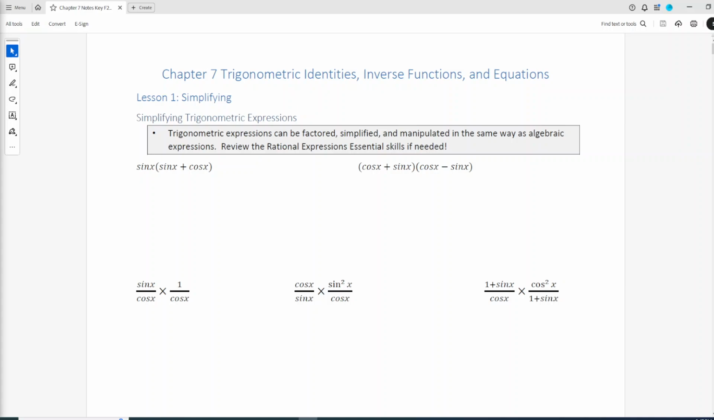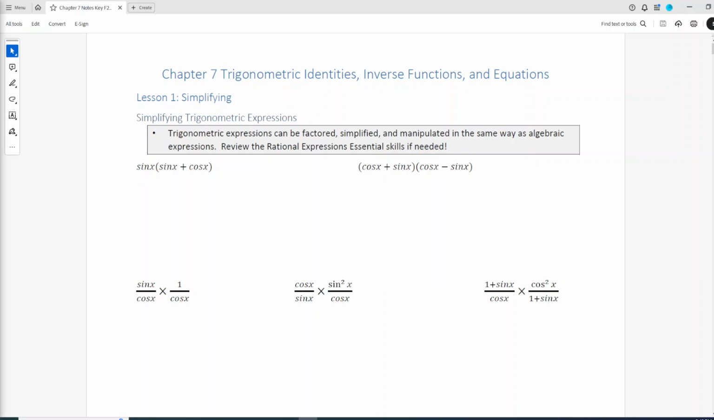All right, we get to start chapter 7, everybody's favorite chapter. So, chapter 7 is loosely based on chapter 6. There's a bunch of the skills from chapter 6 that will carry forward, but some of it will look new as well. So, the first thing that we're going to do in chapter 7 is lessons 1 and 2, where we're going to learn how to simplify and solve trig identities. So, this is going to be kind of just doing expressions or simplifying expressions within trigonometry.